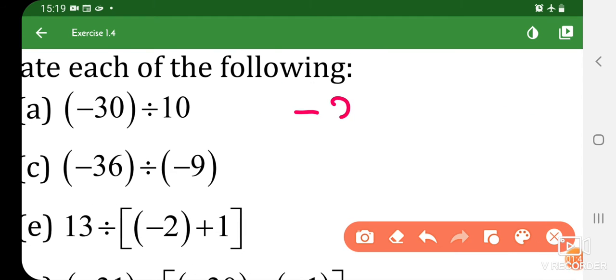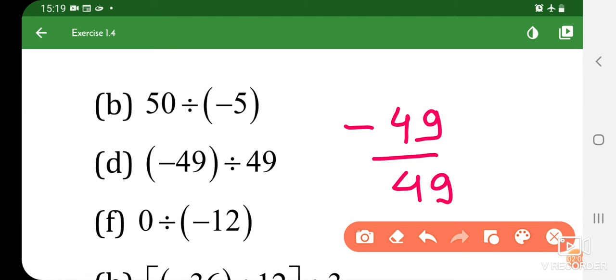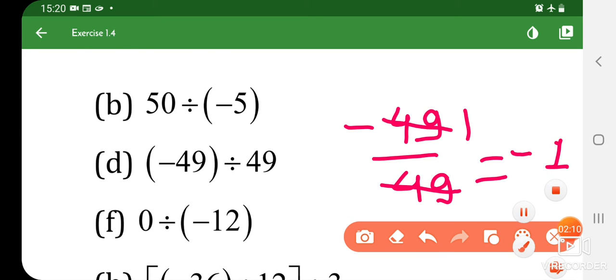Minus 36 divided by minus 9, and here are two signs of minus. So minus and minus cancel, and in the 9 table, 36 comes 4 times. 9 fours are 36. So 4 is the answer. And in the 49 table, 49 comes 1 time, 49 ones are 49. So the answer is 1 and here is 1 sign of minus. So the answer is minus 1.